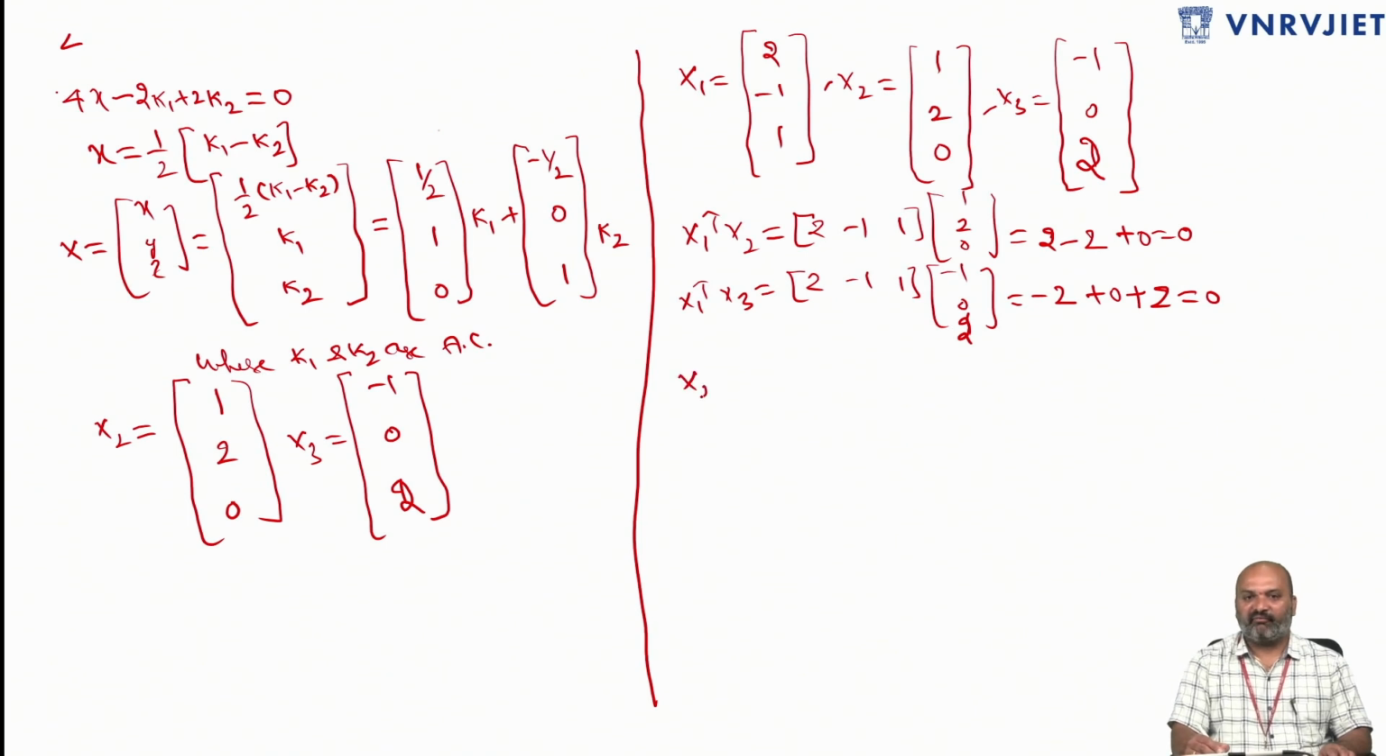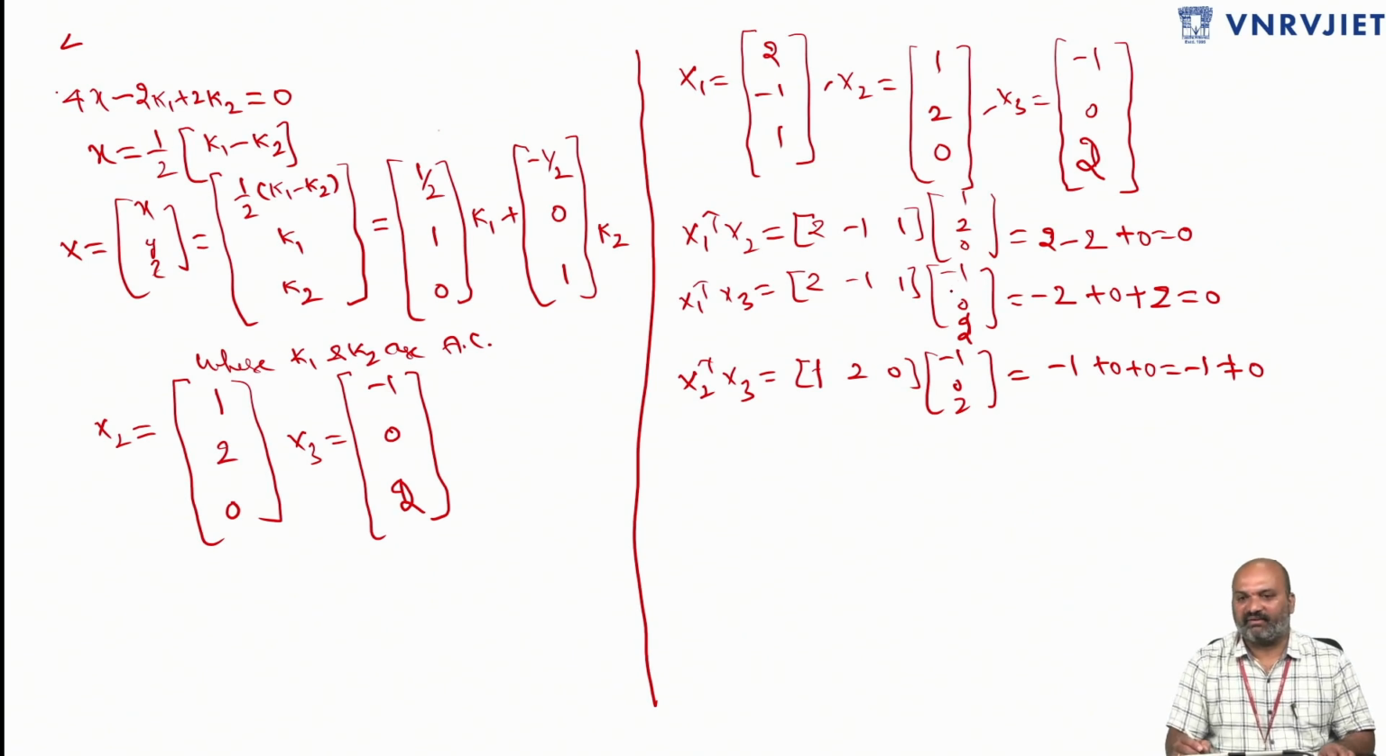Let's verify whether x2 transpose x3 is 0 or not. It is 1, 2, 0, and it is minus 1, 0, 2. If you multiply, what are we going to get? It is minus 1 plus 0 plus 0. The answer is minus 1, which is not equal to 0. So x2 and x3 are not pairwise orthogonal.